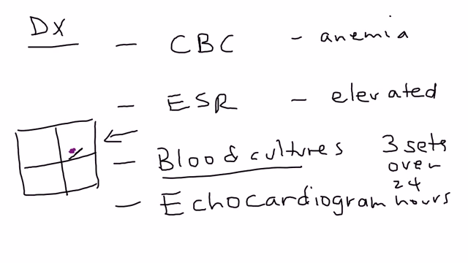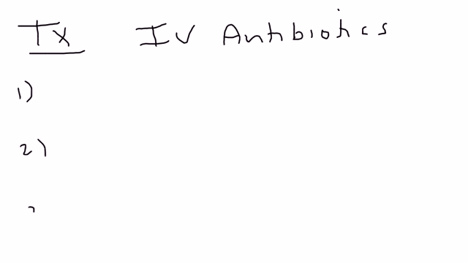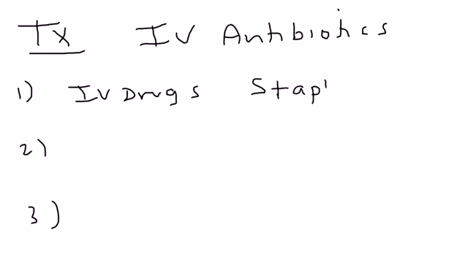So, how do you treat it? Well, the mainstay of treatment is IV antibiotics, and there's a long list of antibiotics and antibiotic regimens that you can use, but I'll break it down into basically 3 categories. The first one is IV drug users. IV drug users most commonly are infected with an organism called Staph aureus, which is very famous. And when that happens, they're given anti-staph penicillin.